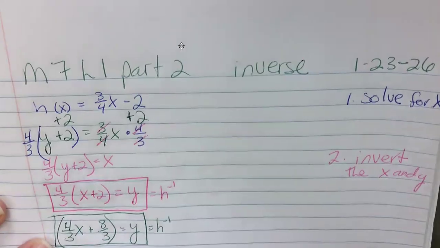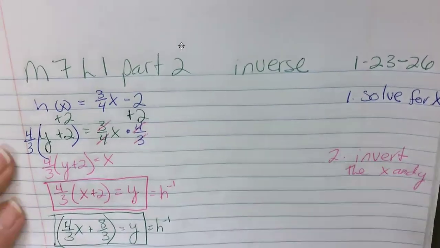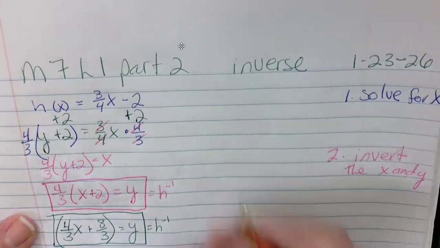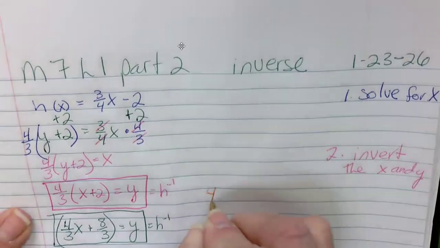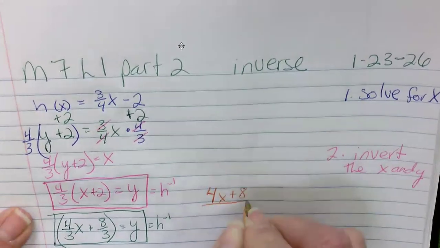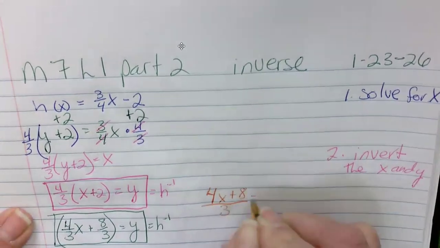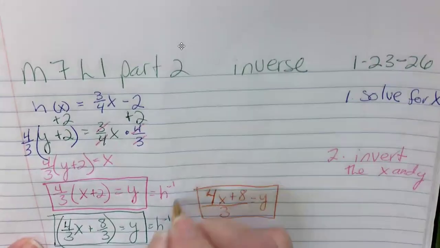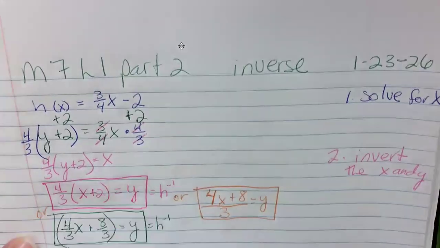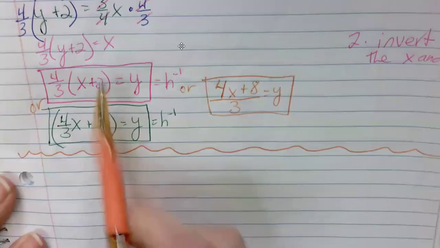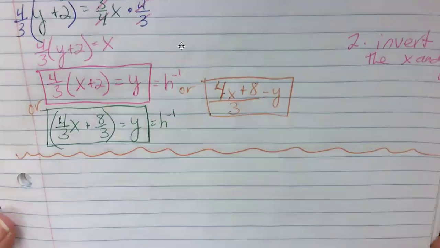There's one more way you could do it. You might also have gotten 4x plus 8 all over 3 equals y. That would also be correct, right? You just need one of them. But if you're doing it by yourself, I don't want you to think you got it wrong if you just got it in a different form of simplification, you know?